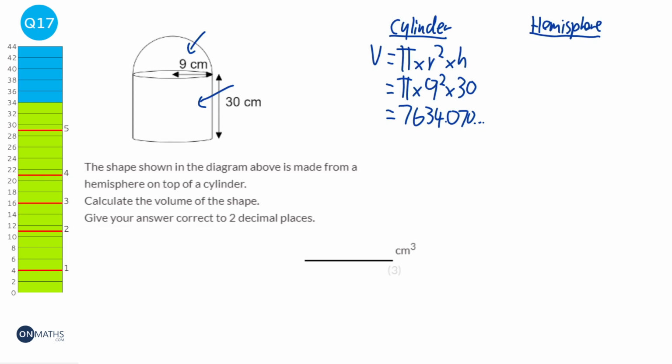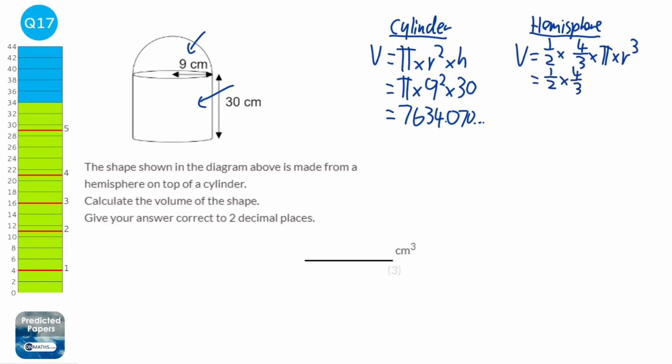Next is the hemisphere. To find the volume of the hemisphere, well, the volume of a sphere is 4/3 times pi times r cubed, but because it's a hemisphere, we just times that by a half. So it's half times 4/3 times pi times r, which is the radius, which is 9 cubed, and that gives us 1,526.814, and so on.